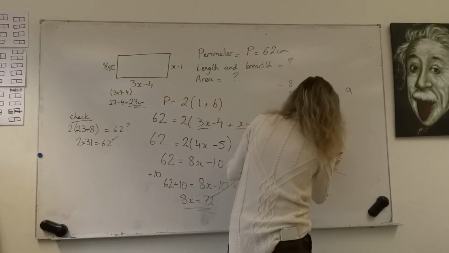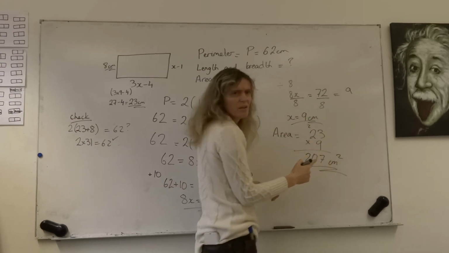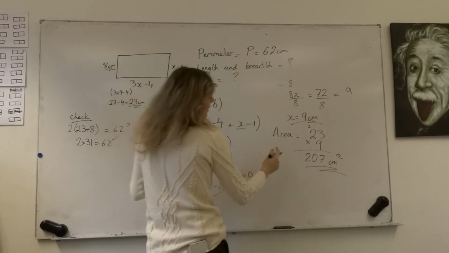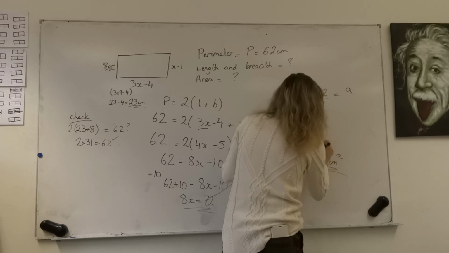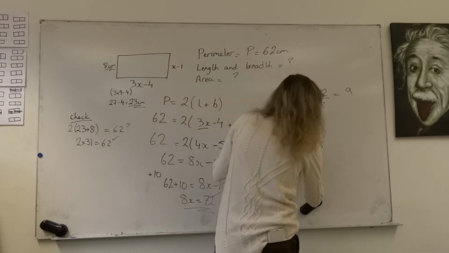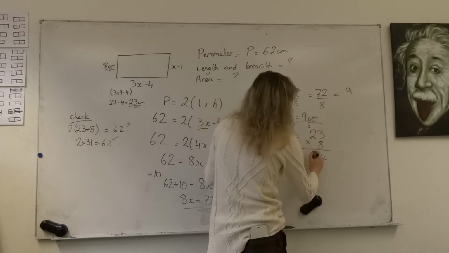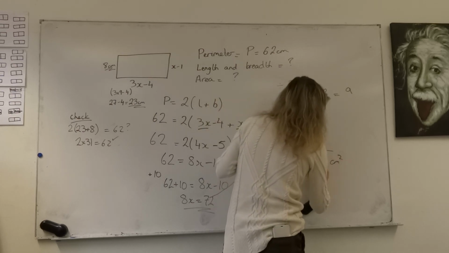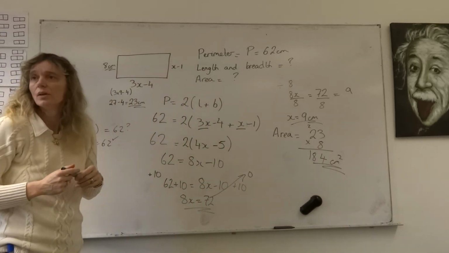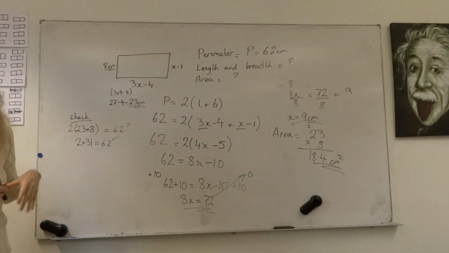What am I doing? No, I knew there was a mistake somewhere. Sorry, the breadth is x minus 1, so it's 23 times 8. 8 3s are 24. 8 2s are 16 plus 2, 18. 184 centimeters squared for the area. Step by step by step, showing you some of the uses of algebra.